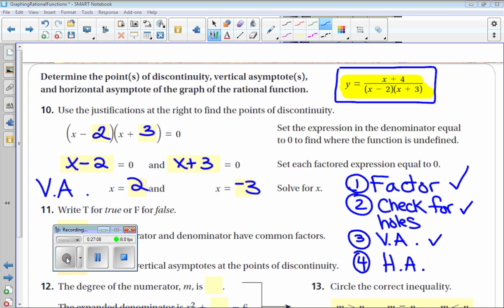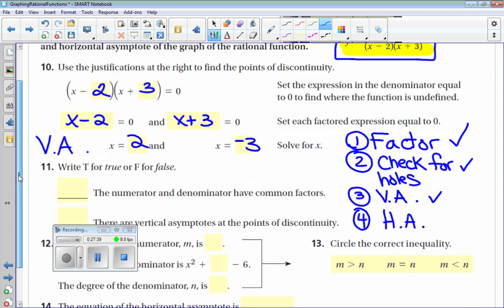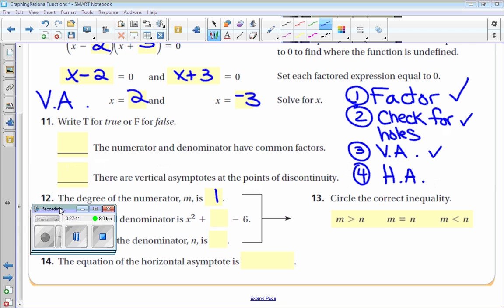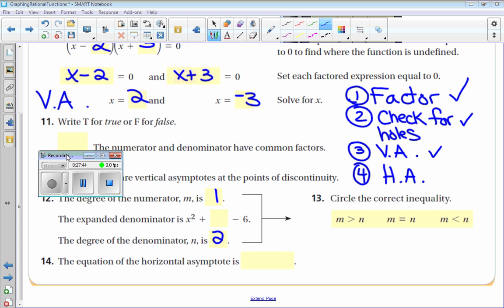Look at your chart. When the degree of the bottom is bigger than the degree of the top, what kind of horizontal asymptote do I have? Shamar, what kind of horizontal asymptote do I got? Look at the chart you wrote down. The degree of the bottom is bigger than the degree of the top. Y equals 0. Okay? So in that case, we know that the degree of the numerator was 1. The degree of the denominator is 2. Therefore, the horizontal asymptote is y equals 0.